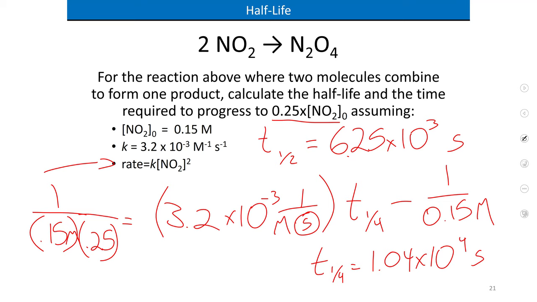rusting iron. It's first order in concentration of oxygen and first order in the surface area of the iron, because it's a solid. But the fact that the concentration of oxygen in our atmosphere is relatively constant means that it's not going to change. So we can basically ignore the effect of the concentration of oxygen because it's going to be the same no matter what. If we're talking about geological timescales, then it does get a little bit trickier.